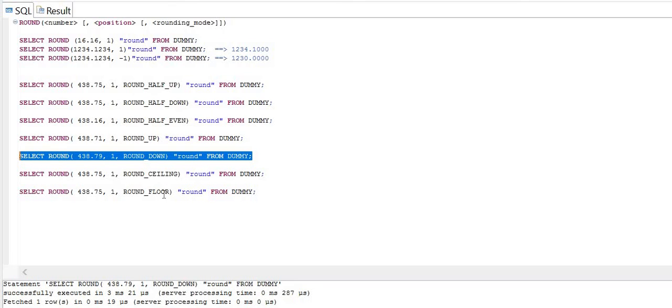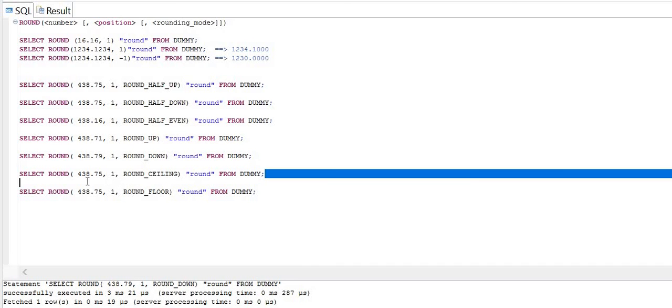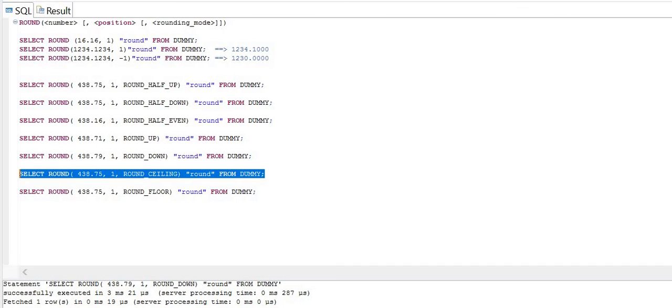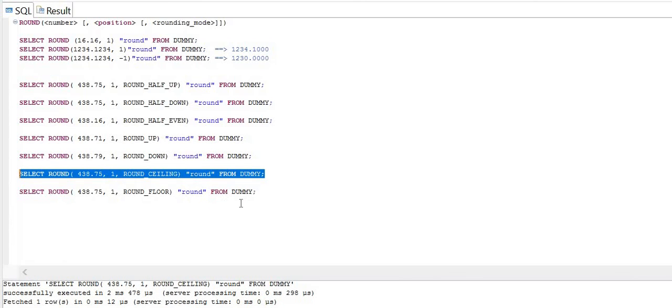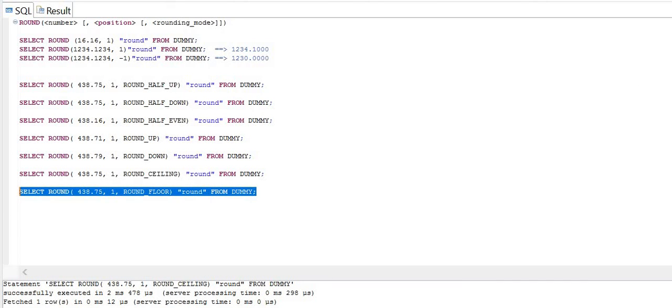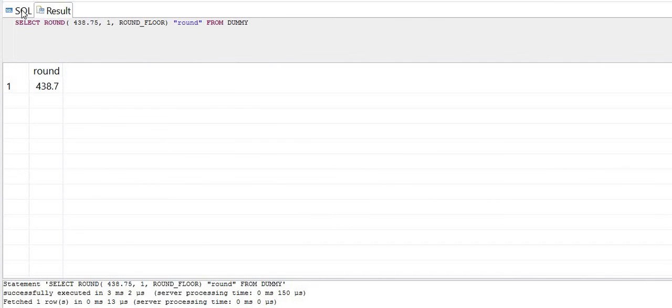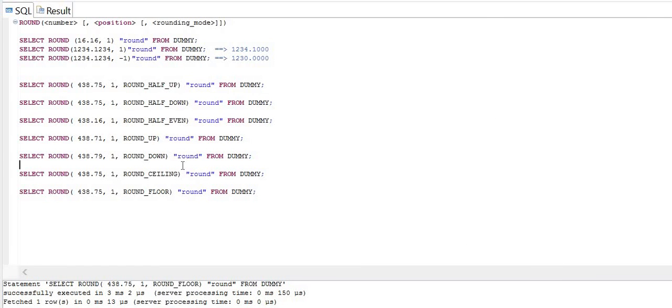Now ceiling and floor, round ceiling and round floor. Round ceiling is used in the positive direction, and floor is the opposite one, the negative direction. So if I just execute this, you can see it's showing 8, and the next one, round floor, will be showing 7.